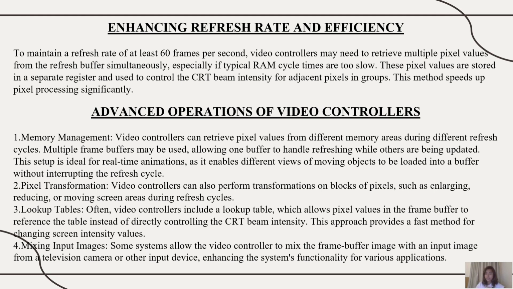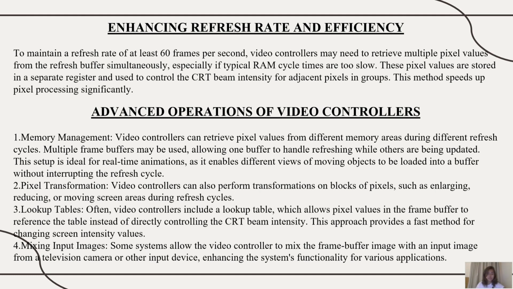Now, advanced operations of video controller. First is memory management. Video controllers can retrieve pixel values from different memory areas during different refresh cycles. Multiple frame buffers may be used, allowing one buffer to handle refreshing while others are being updated. This setup is ideal for real-time animations as it enables different views of moving objects to be loaded into a buffer without interrupting the refresh cycle.